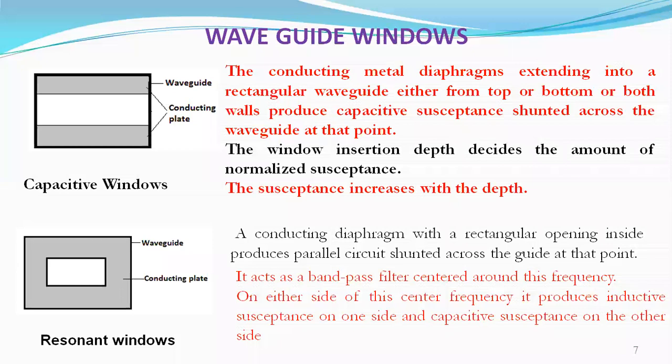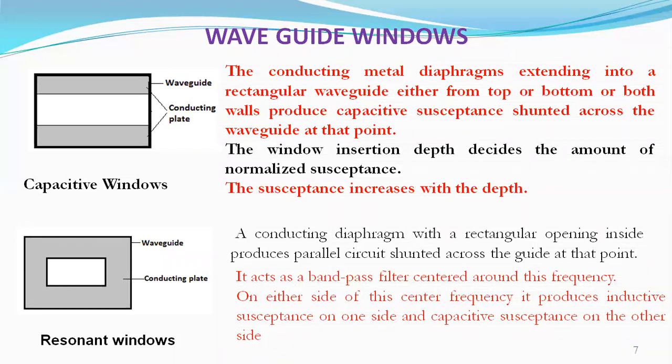They are inserted at a distance of lambda g by 4 from the cutting edge of the rectangular waveguide. Then loops are connected at the edges of the rectangular waveguide. These loops are parallel to the magnetic field lines. The position is lambda g by 4 from the walls of the rectangular waveguide. So these are the probes and loops.